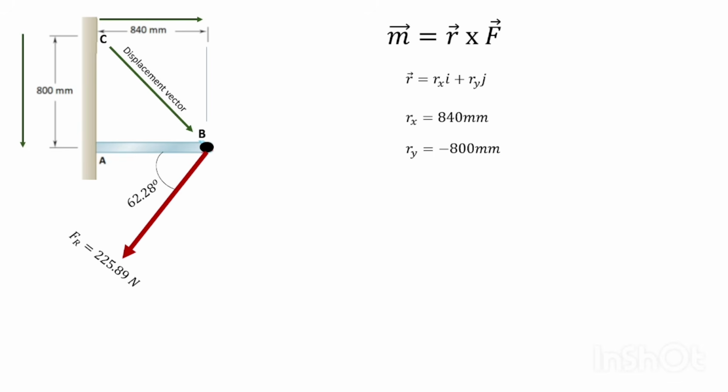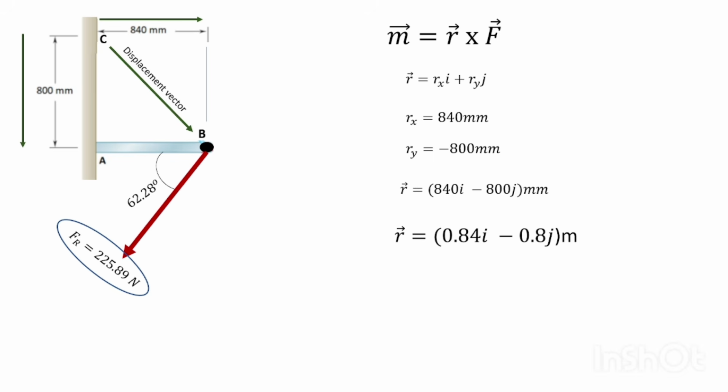Why is Rx positive? Because you discover that we're moving in the direction of the x-axis if we are moving from point C to point B. So basically, that's why one is minus and the other one is plus. So invariably, we have our r, that's our displacement vector, to be 840i minus 800j in millimeters. And that can be written in meters to be 0.84i and minus 0.8j in meters.